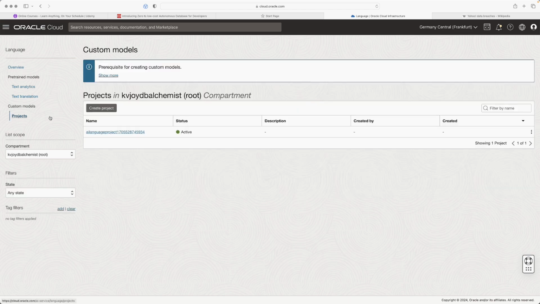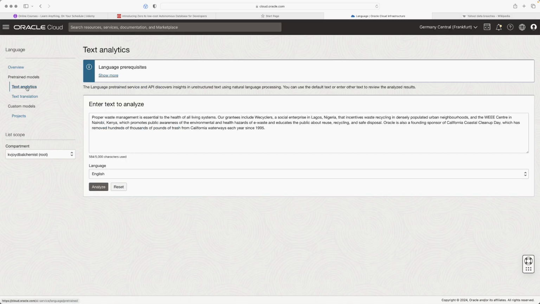And yes, you do have the option of creating custom models. In this demo, we won't go that deep, because for your foundation exam, you just need to have a good understanding of the pre-trained models, what they are, and what OCI Language actually is. So you now understand it's basically used for text analysis.